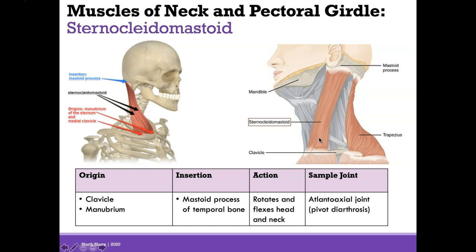And this is the muscle, the SCM. And where it originates is the clavicle. That's where the cleido part means. And the sterno part refers to the manubrium. So the manubrium of the sternum and the medial third of the clavicle, so this is the clavicle over here, is where the proximal attachment is. The distal attachment, or the insertion, is the mastoid process.